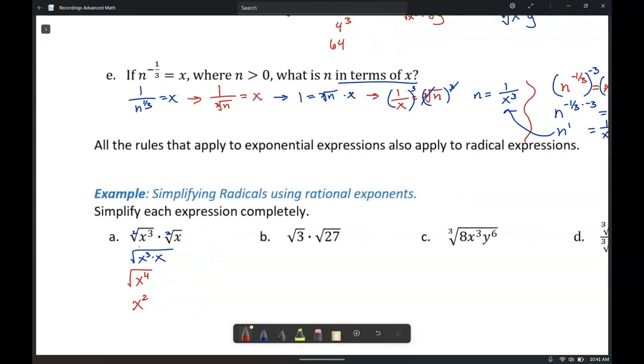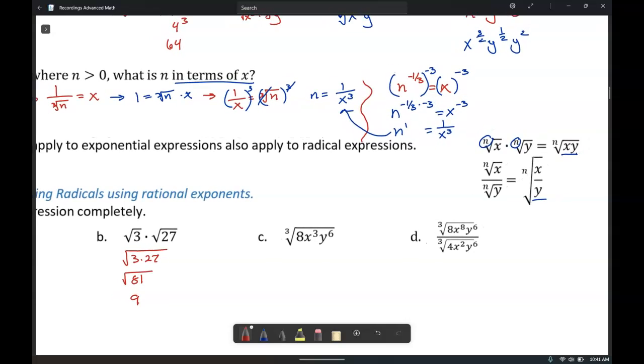Same thing with 3 and 27 as square roots. We can write it as 3 times 27 under the common radical, which gives me the square root of 81, which is 9. Just like we brought these together to simplify, we can also split them apart, and we can identify that we have the cube root of 8 times the cube root of x to the third times the cube root of y to the sixth, and simplify each of those individually. 2x y squared.